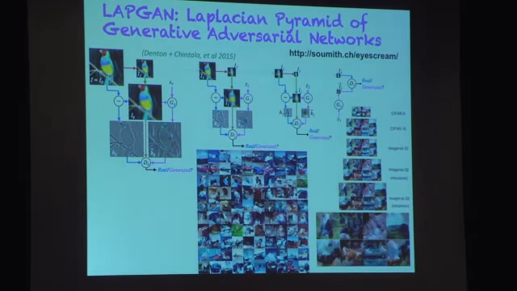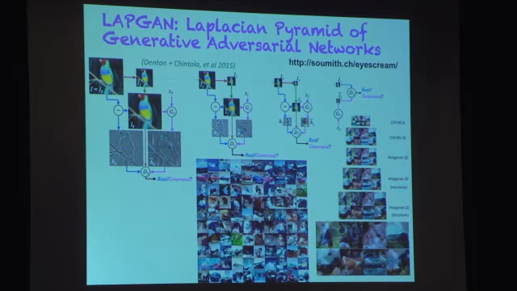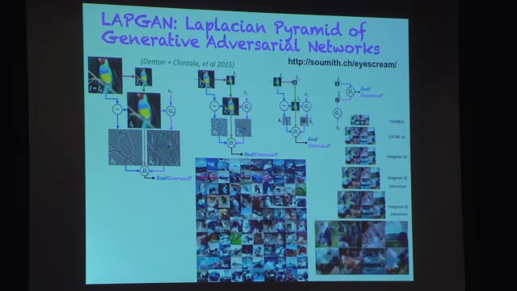There was a development of this just a few months ago at NYU and Facebook, where they use a sequence of generators, each of them generating a sort of high-resolution version of the image given a low-resolution version of the image. And they were able to generate images that were much, much better than anything that was possible before.